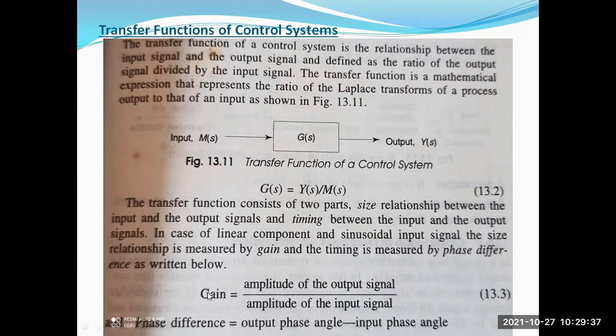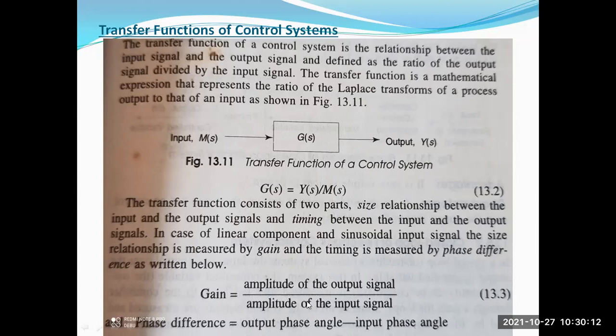When we consider the linear component and sinusoidal input signals in the input part, there is the size relationship, which is the gain, and another one, which is the phase difference. So please remember these two equations also. What is the gain of the transfer function? Gain is the ratio between the amplitude of the output signal and the amplitude of the input signal. So these are the basic formulas.